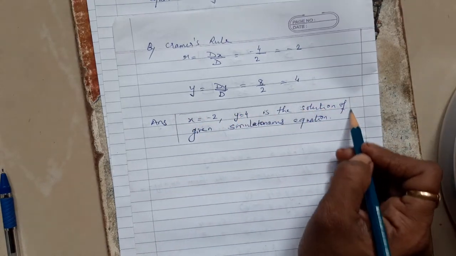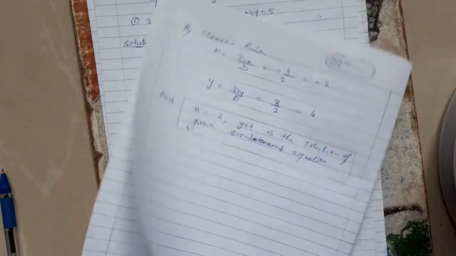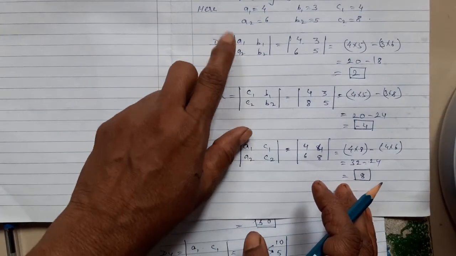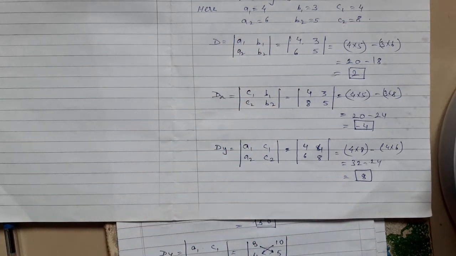So here completes your sum number 2. In this way you have to do all further sums. Just take care that you are writing this correctly. A1, A2, B1, B2, C1, C2, whatever is there, you learn it properly and do the sums.